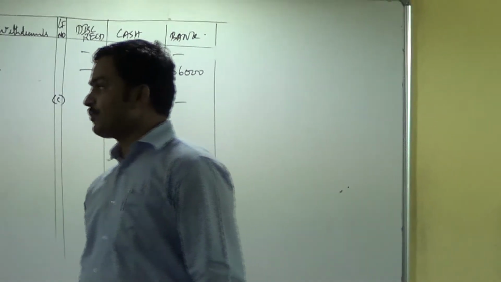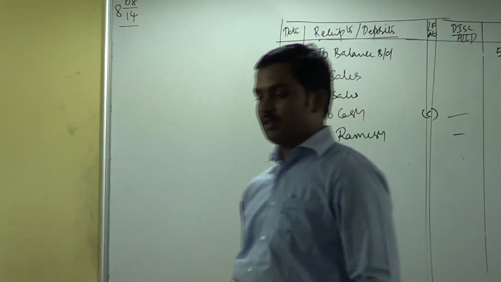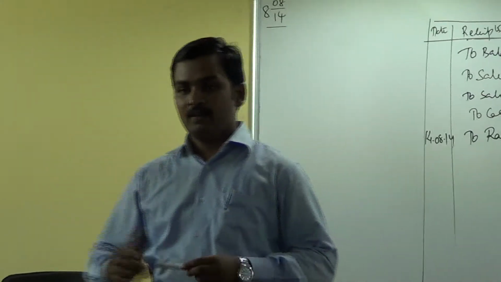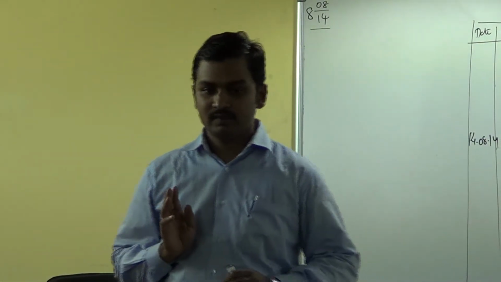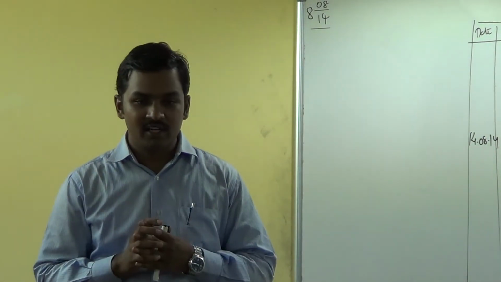Why should I write the entry on 14th August itself? First, the check was received. Suppose we receive a check from Ramesh. Our accountant receives the check, but he doesn't pass an entry.